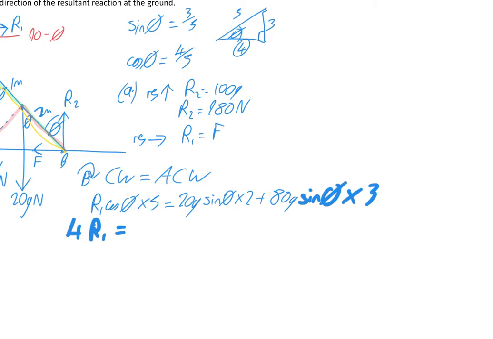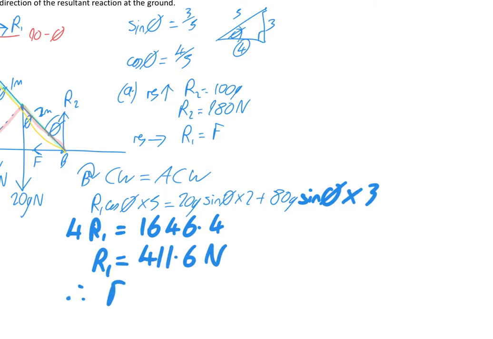If you work that out, you will get 1646.4. Divide across by your 4, you get R1 is 411.6 newtons. And your F then, remember, is the same as R1, so F is 411.6 newtons.